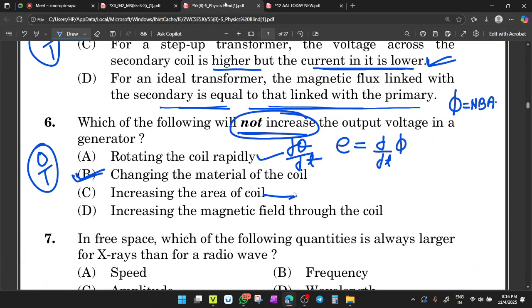Increasing the area of the coil, yes. Whenever you change the area of the coil, it also depends. EMF also depends on the change of area. Increasing the magnetic field, yes, it also depends on dB by dt. Clear? So the correct answer would be B.